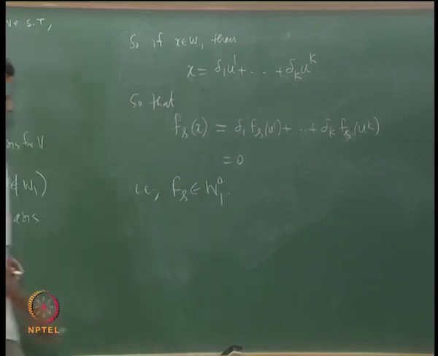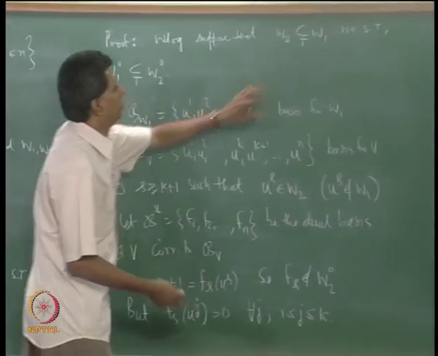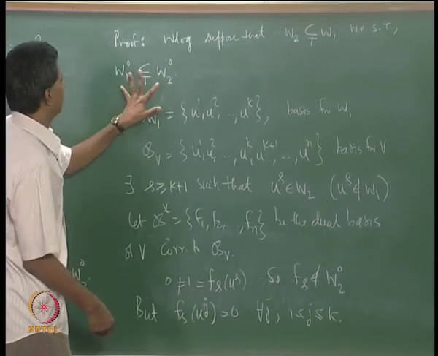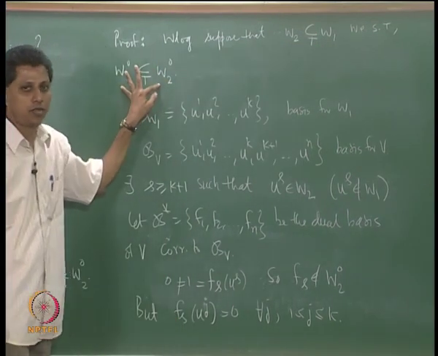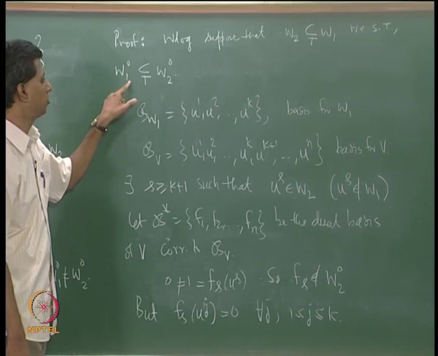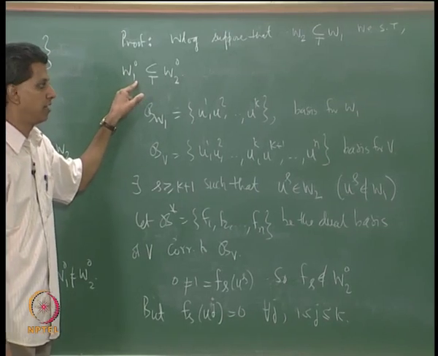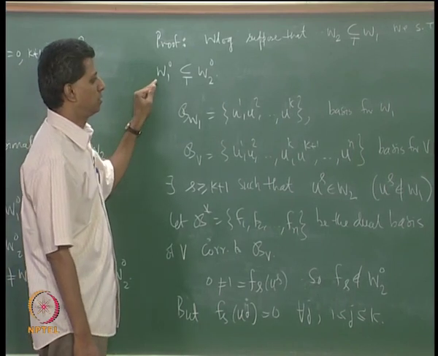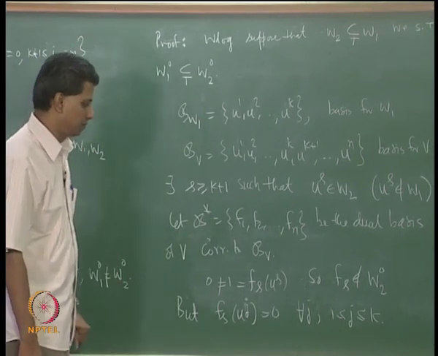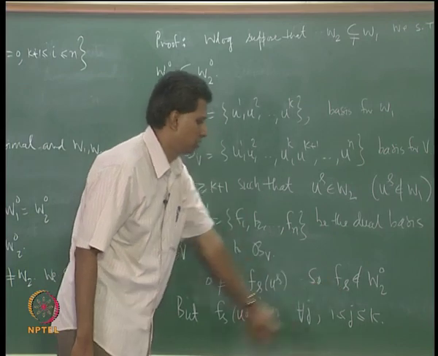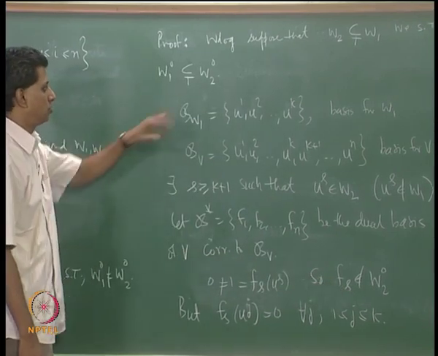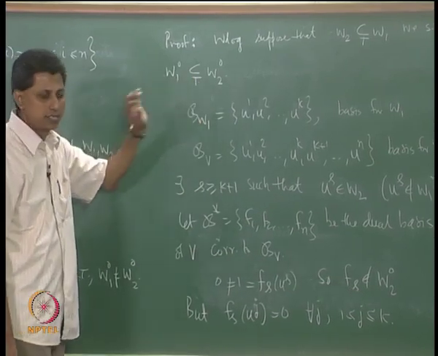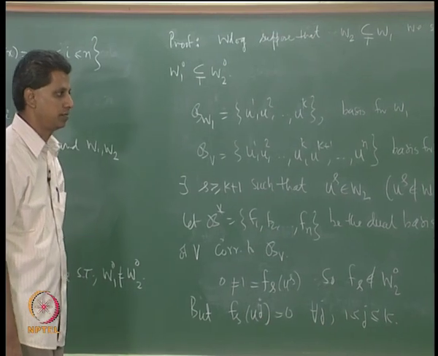So remember, that's what I wanted to show. If W2 is not contained in W, I wanted to show W1 0 is not contained in W2 0. I have a functional that belongs to W1 0, but that is not in W2 0. Fs is not in W2 0. And so this holds, and so the converse holds. Okay.